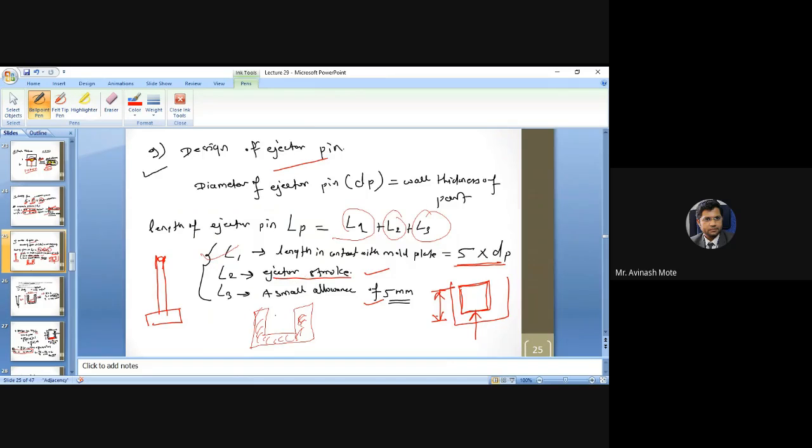Ejector stroke, what is the meaning of ejector stroke? This is the height of the component. If you want to remove the component completely from the cavity, you will have to push from this end to this end. So it is nothing but the height or the length of the component. That dimension itself will be the ejector stroke. And another one is the small allowance, which is required to pass from the mold surface. That is 5 millimeter. So when you add these three dimensions, you will get the length of the ejector pin.